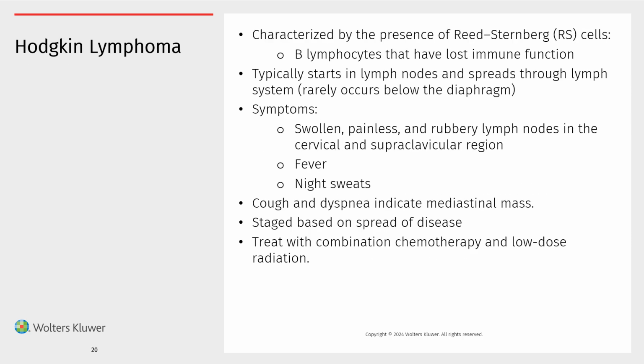Hodgkin's lymphoma also impacts adults, but in the pediatric population it is characterized by the presence of what we call Reed-Sternberg or RS cells, B lymphocytes that have lost immune function. Typically starts with lymph nodes and spreads through lymph system. Now, just a word, remember with children and infants, it's usually an embryonic problem to get Hodgkin's, but an environmental problem for an adult. Symptoms are swollen, painless, and rubbery lymph nodes in the cervical and supraclavicular region, fever, night sweats, cough and dyspnea indicate mediastinal mass. We stage Hodgkin's based on the spread of the disease, and you'll find that in the textbook, the different stages of Hodgkin's. We treat with a combination of chemotherapy and low-dose radiation.